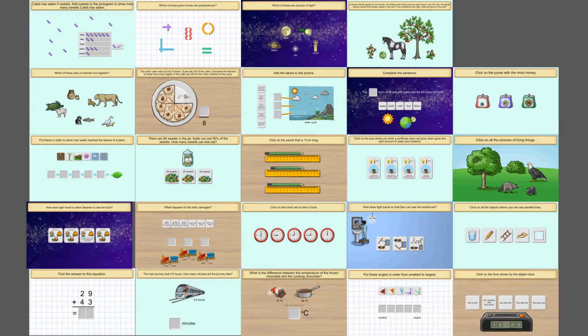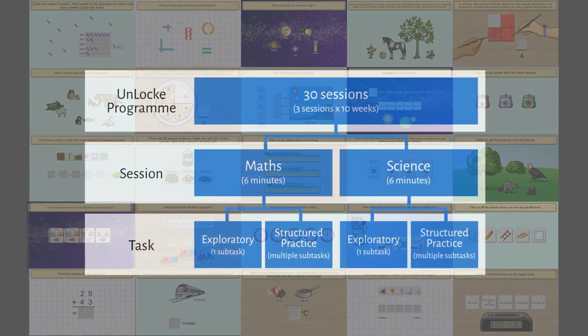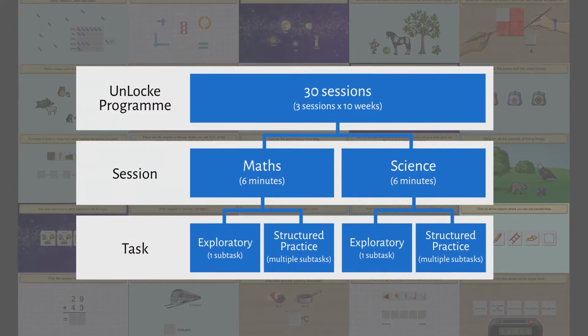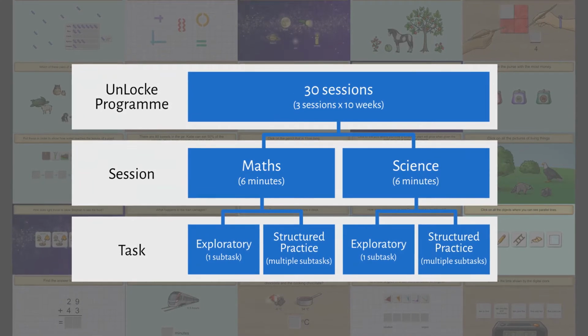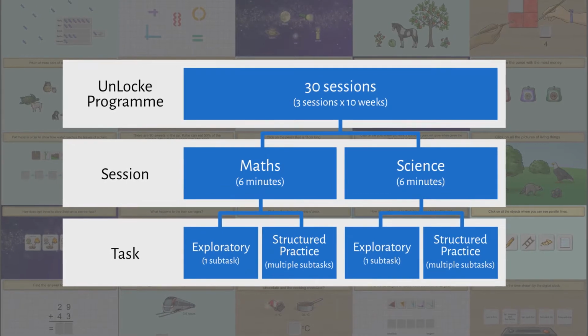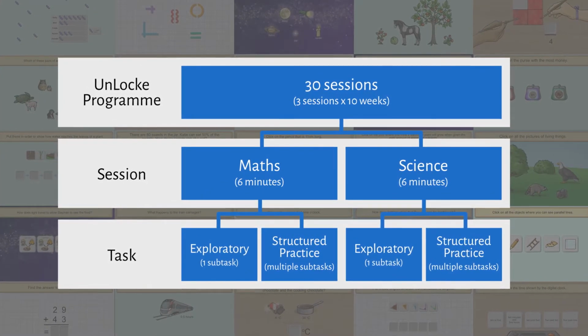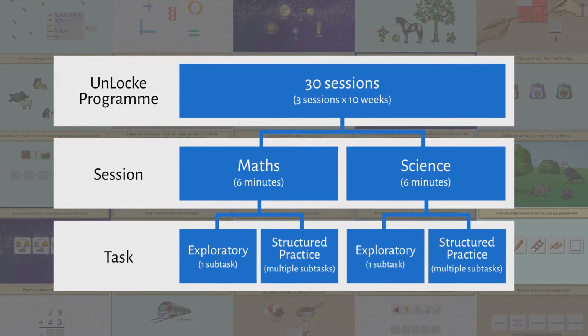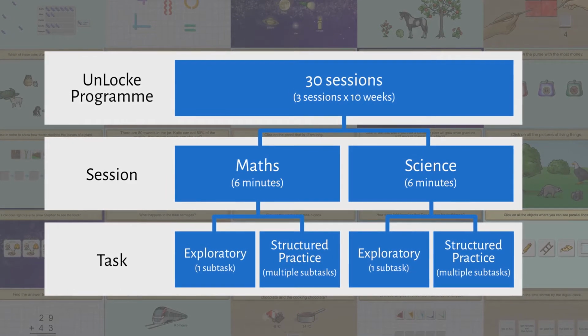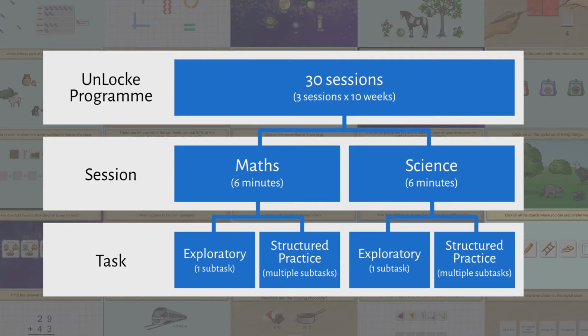The content in Stop and Think spans the entire maths and science curriculum in either Year 3 or Year 5, but is compressed into 30 discrete sessions. Each of these 30 sessions comprises a maths and science component, presented in a random order, that lasts a maximum of 6 minutes each and are composed of a heavily scaffolded exploratory task followed by up to five structured practice tasks to reinforce the stop and think skill within that particular topic.